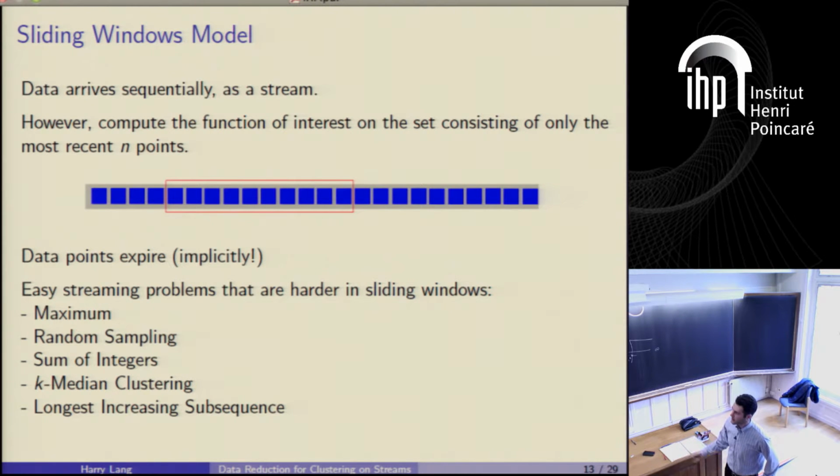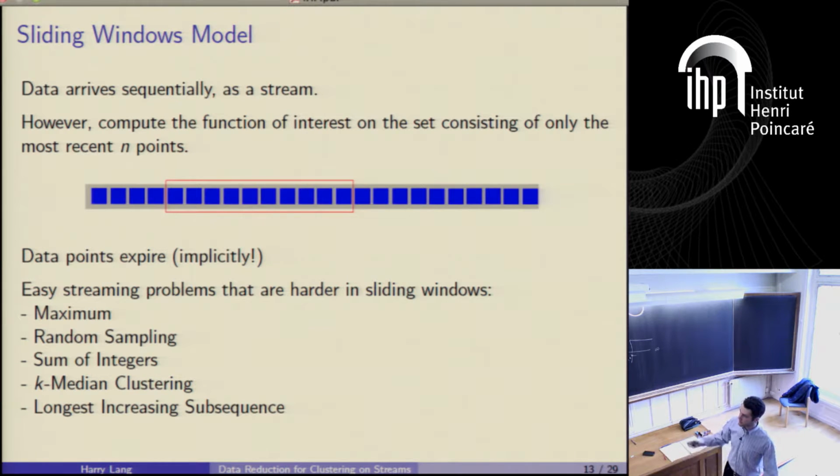So now I'm going to talk about the SOTA result. It's for the sliding windows model. So here the data arrives in the same way as the previous streaming, but we're only interested in computing the clustering for the most recent n elements. So for our set S that we want to cluster, every time we get a point, in the old model we just added a point to our set of interest, but here we add a point and we implicitly delete the oldest point, so one point gets removed.